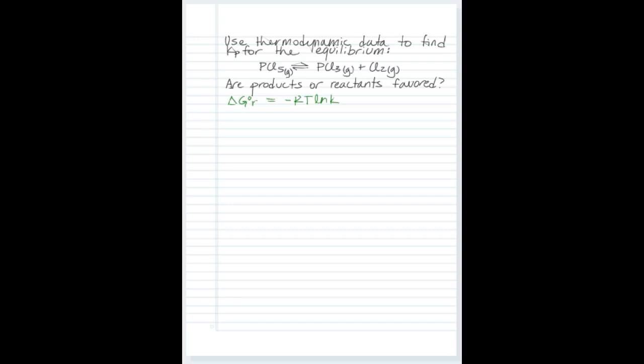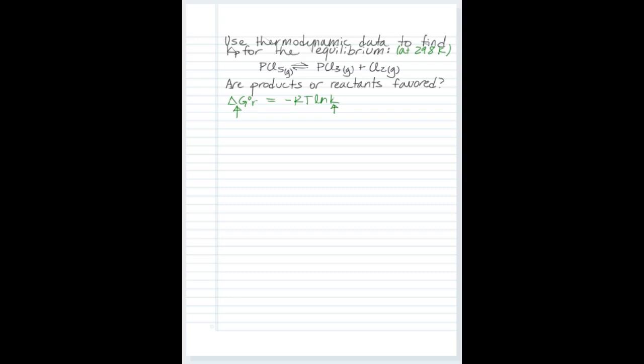So if I can figure out the standard delta G of reaction, then I should be able to use R and T to find K. What I forgot to write in this problem was that I'm going to find this at 298 K. You need a temperature to plug in there, so I've given you that. All right, so let's look at some thermodynamic data.